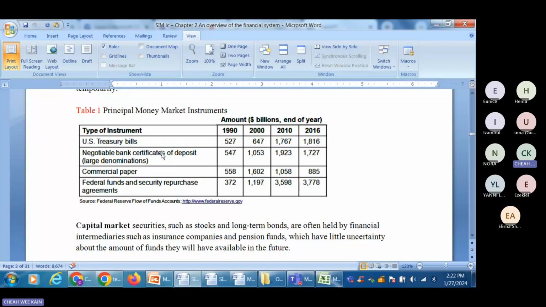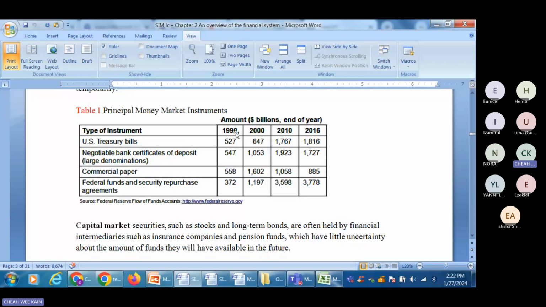You go to a bank and you get a fixed deposit. Okay, and you can sometimes negotiate price on it. Or actually, you can use this certificate and then go to another bank and negotiate to change the money. Okay, commercial paper is IOUs or bonds. Okay, so now let's look.